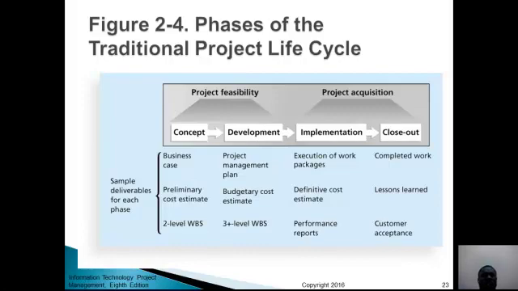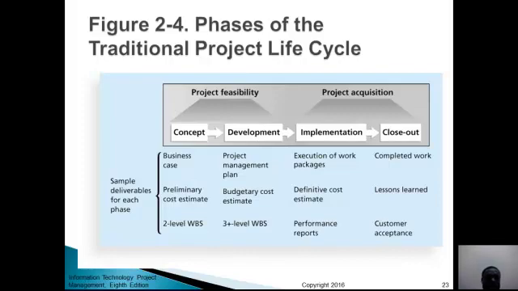Now, phases of the life cycle. We have what we call the phases of the traditional project life cycle. We have the concept, development, implementation, and close out. Concept and development form the initial and the almost middle phases. So we do project feasibility. Fewer resources are committed because you are not very clear how the outcome will be. So we have the business case, the preliminary cost estimates, and then we have the two-level WBS. The WBS simply means work breakdown structure. So we have the two-level work breakdown structure.